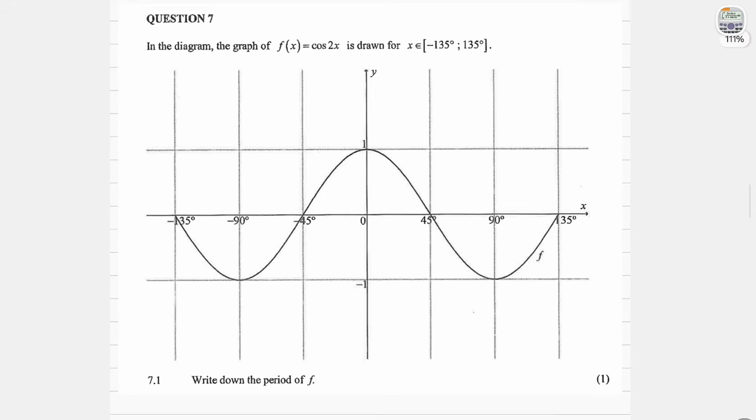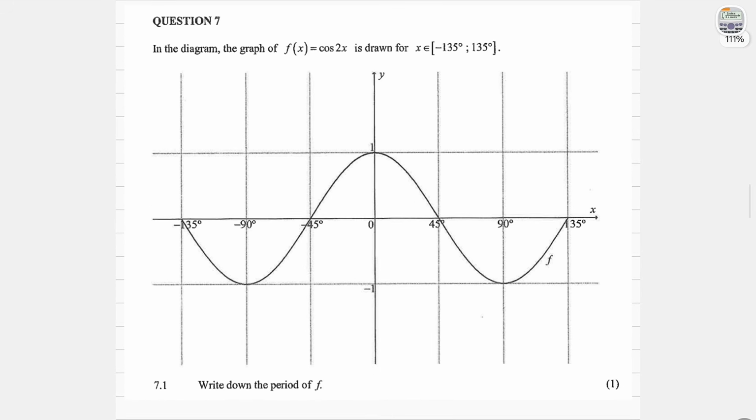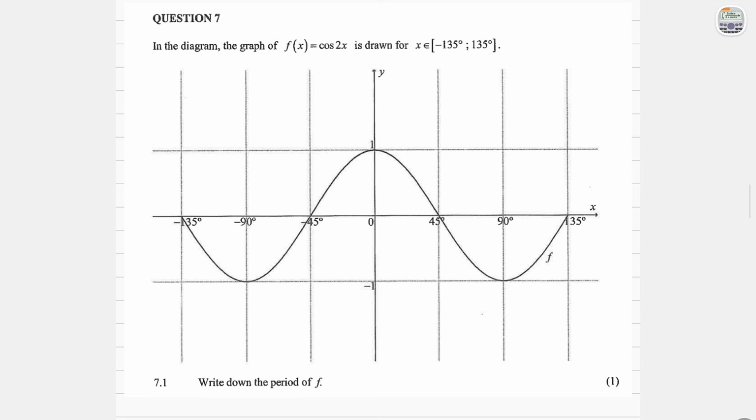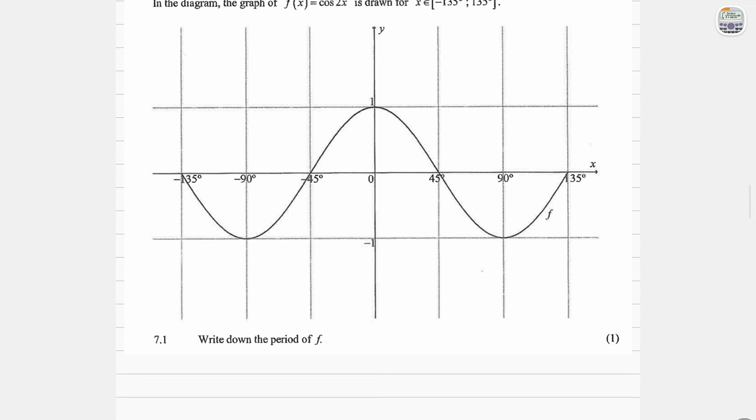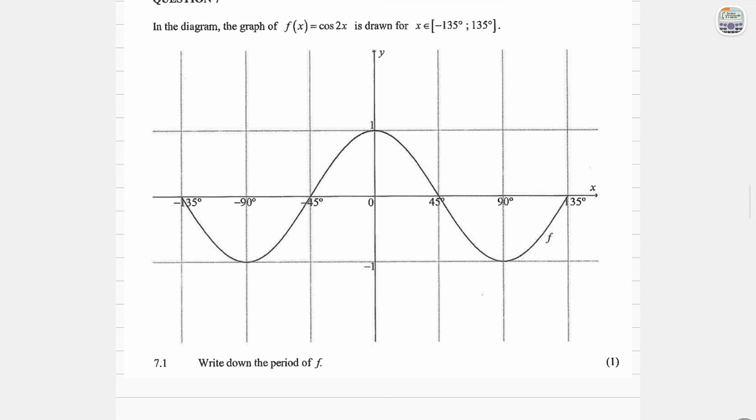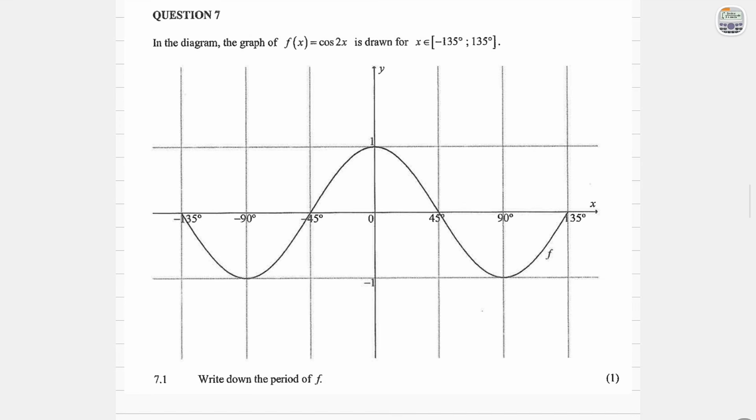We are now on question 7. And question 7 says, in the diagram, the graph of f of x is equal to cos 2x is drawn for the interval where x is an element of negative 135 degrees to 135 degrees. Okay, so this is a cos graph. Just always try to spot that shape of the cos graph. Okay, you know that the cos graph from 0 degrees to 360 degrees, right? It's going to look like that. So can you spot that shape here?